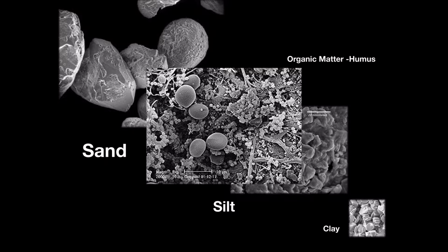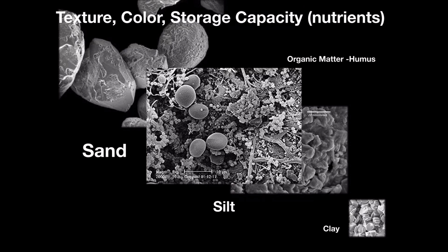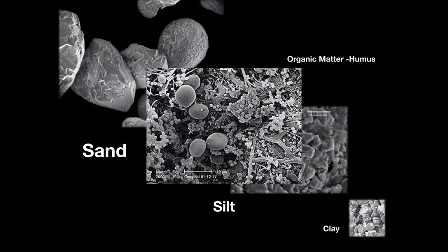This organic matter, sometimes called humus, is a mixture of decomposing as well as living materials. All of these make up the texture, color, and storage capacity of our soil matrix. And what we're going to be talking about is the important part that organic matter and clay have in the storage of nutrients in our soils.